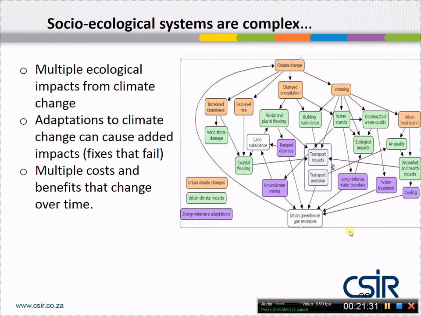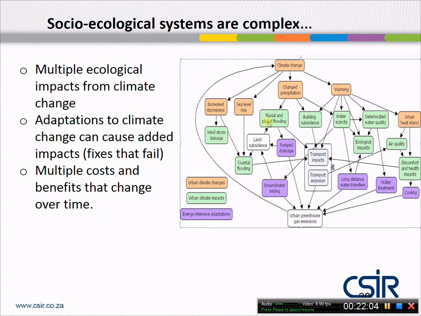There are multiple ecological impacts from climate change. For example, in this diagram we can see that climate change causes certain urban climate changes, such as changes in precipitation, warming, and sea level rises. And this results in a range of different impacts, including building subsidence, water scarcity, deteriorated water quality, and changes in air quality.